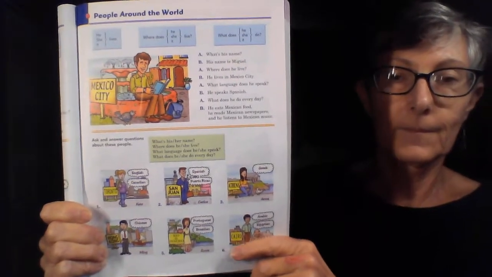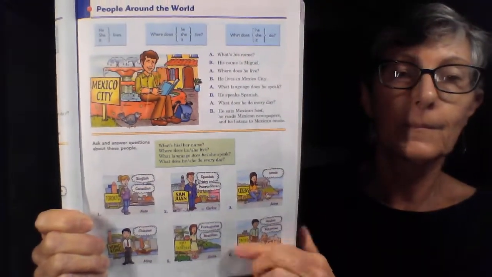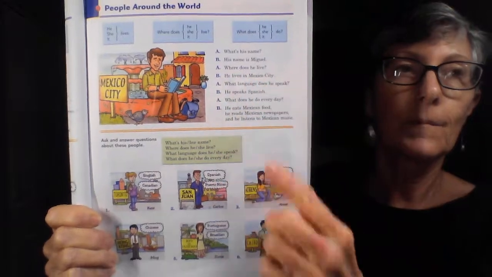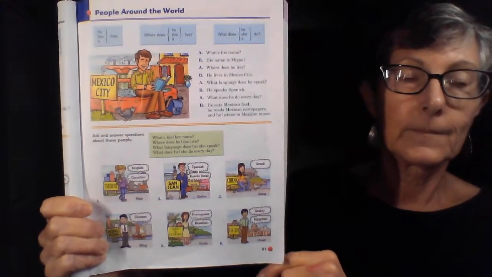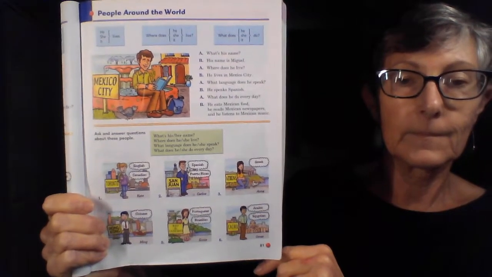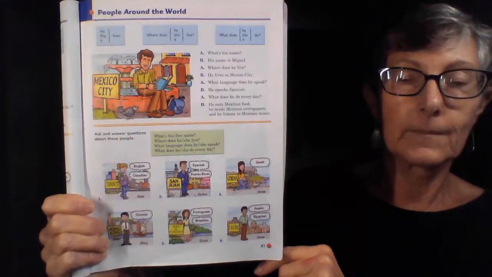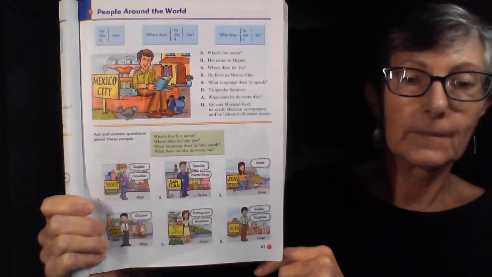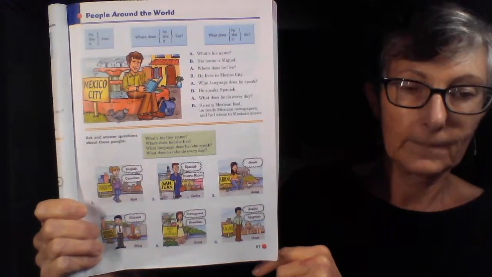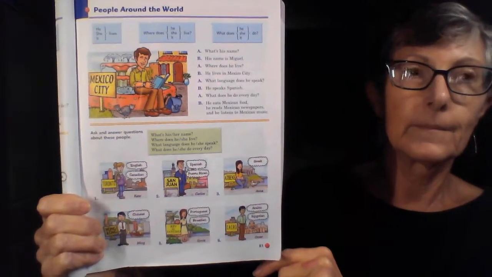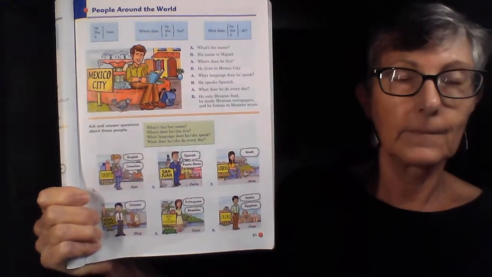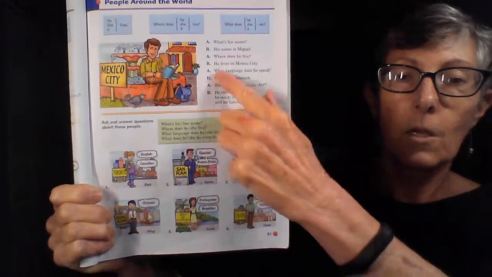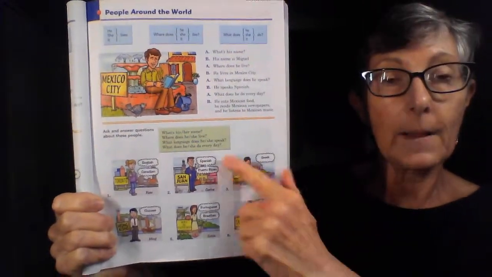What's his name? His name is Miguel. Where does he live? He lives in Mexico City. What language does he speak? He speaks Spanish. What does he do every day? He eats Mexican food, he reads Mexican newspapers, and he listens to Mexican music. So this is example number 1.